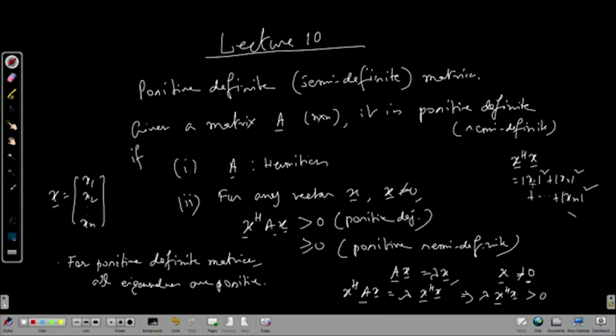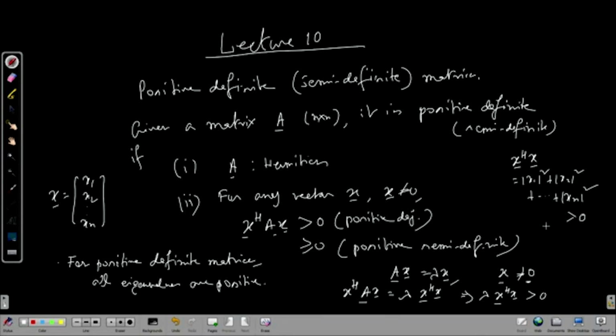So, if this is 0, that means x 1 itself 0, because mod x 1 square 0 means mod x 1 is 0, and mod x 1 is 0 means x 1 has to be 0. So, like that. If it is 0, all the elements of x have to be 0, and therefore, x must be 0 vector, but x is a non-zero vector, because it is an eigenvector. Therefore, all the terms here cannot be 0. So, some are positive and others are 0, or maybe all are positive. So, sum together is not 0. So, it is greater than 0.